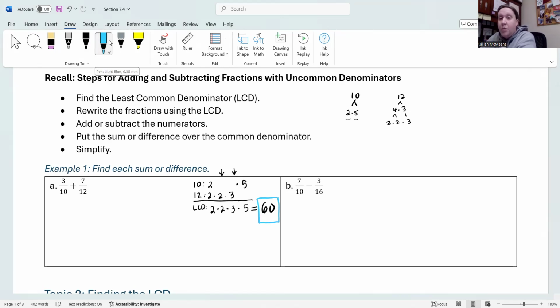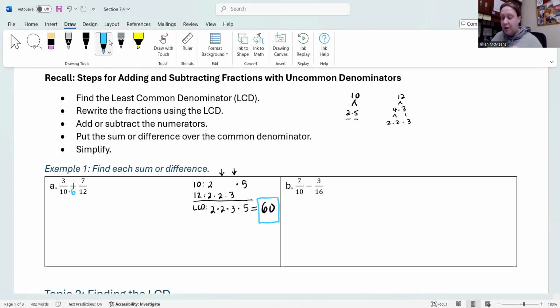Now I want to rewrite both of my original fractions into equivalent forms that have 60 as the denominator. To do that, I ask myself, what would I multiply my current denominator by to get the new denominator? If my first denominator is 10, to get 60, I would multiply it by 6. But here's the issue. If I multiply the denominator by 6, I can't just ignore the numerator.